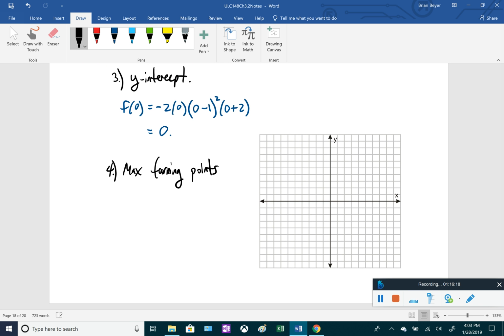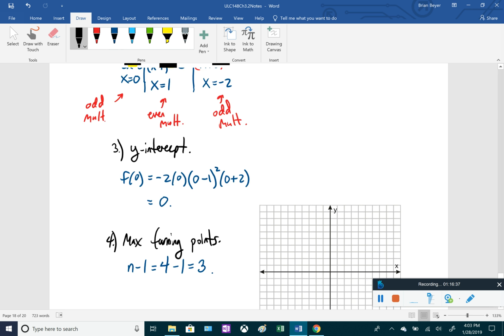So max number of turning points, once again, this is going to be n minus 1. We said the leading term was -2x to the 4th. That means this is a degree 4 polynomial, so 4 minus 1 equals 3. So maximum 3 turning points.